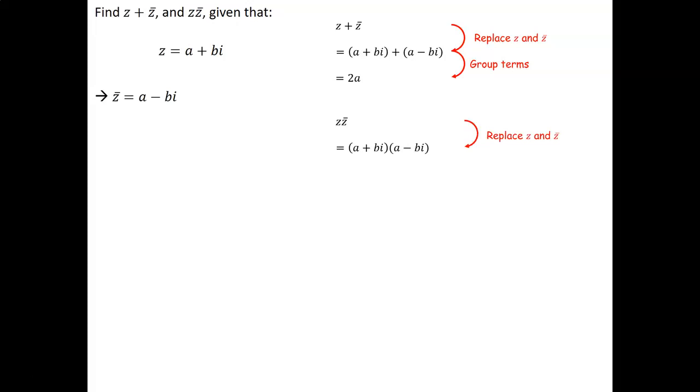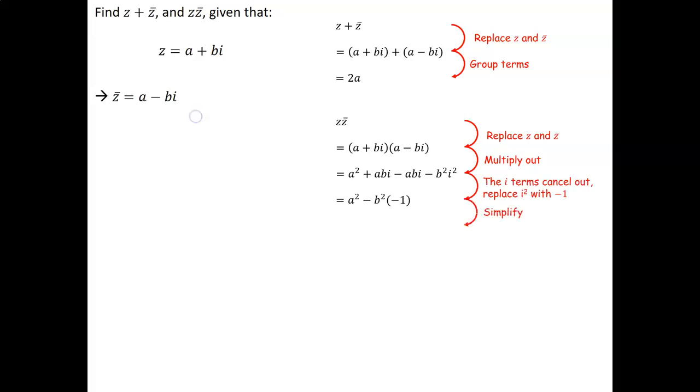So if I have a complex number a plus bi, its complex conjugate is a minus bi. I add them together. You'll see that the plus bi and the minus bi cancel each other out, and I'm left with 2a. I multiply them together, expand the brackets. The plus abi and minus abi cancel each other out. The i squared is equal to -1. And so it simplifies to a squared plus b squared.